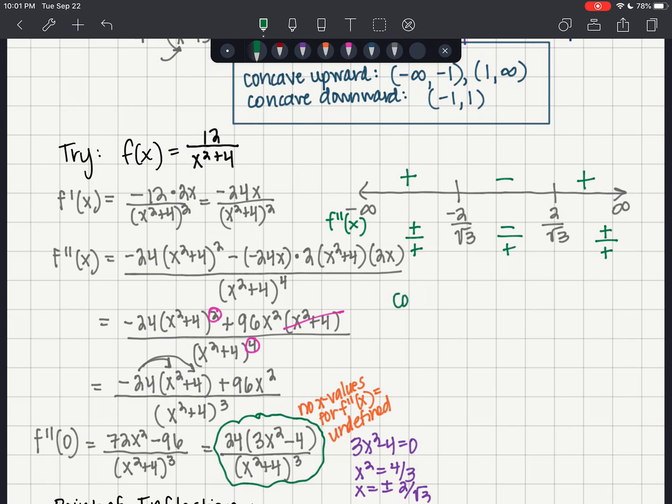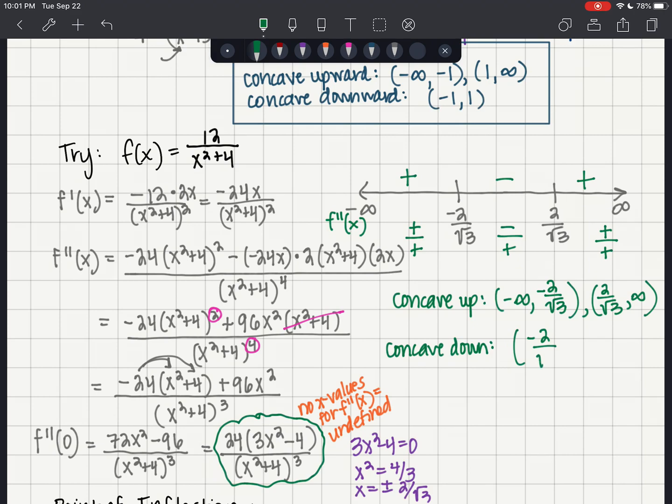So we're concave upward from negative infinity to negative 2 over the square root of 3, and again from 2 over the square root of 3 to infinity. And we're concave down from negative 2 over the square root of 3 to positive 2 over the square root of 3.